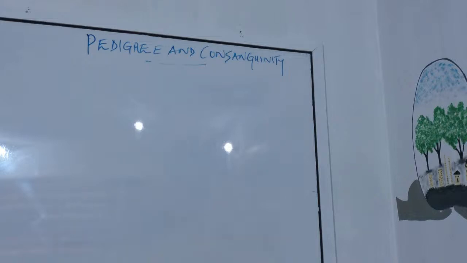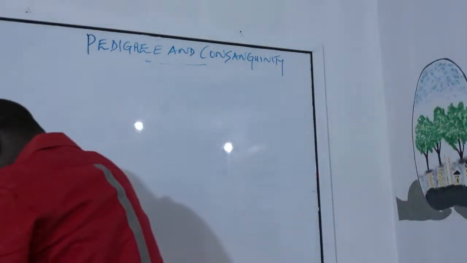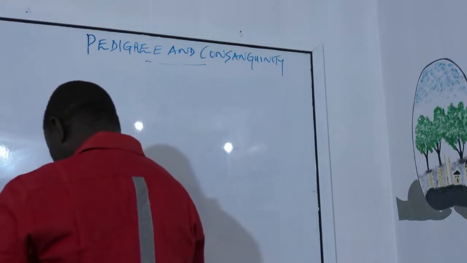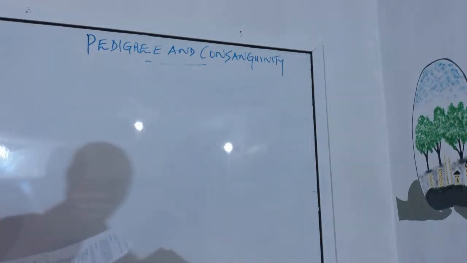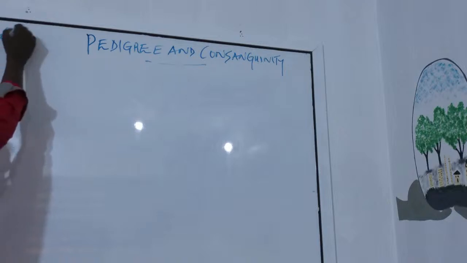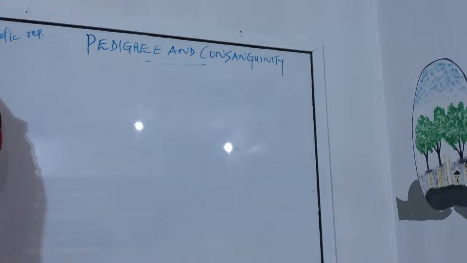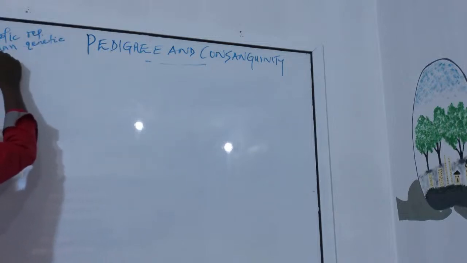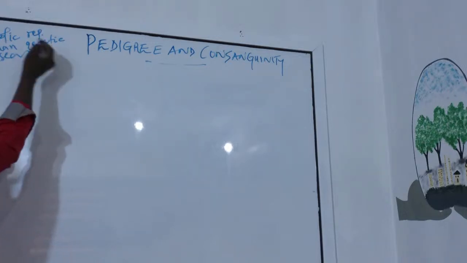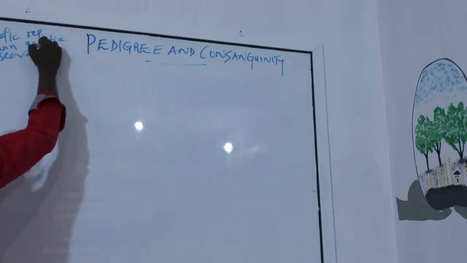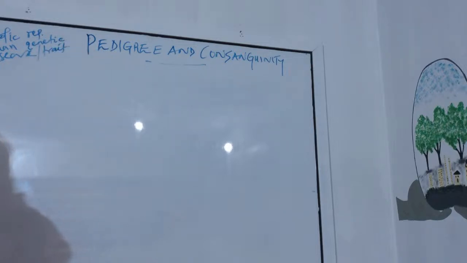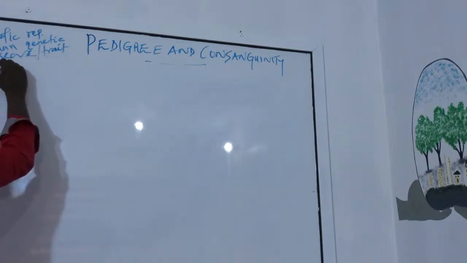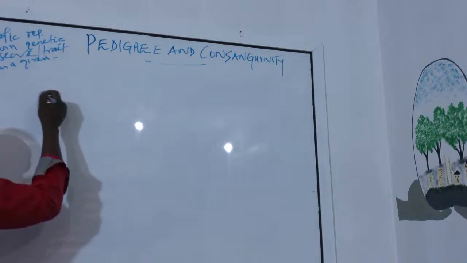Okay. I want to begin with what we actually mean by consanguinity, and what pedigree is in genetics. Pedigree is nothing but a symbolic representation of human genetic diseases or traits within a given period, especially in terms of generations.